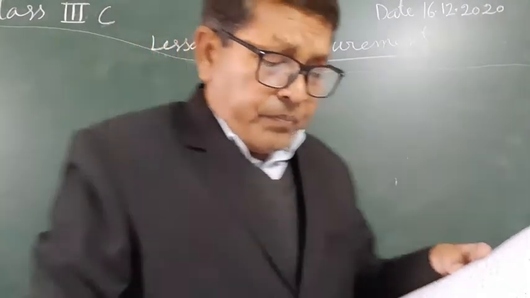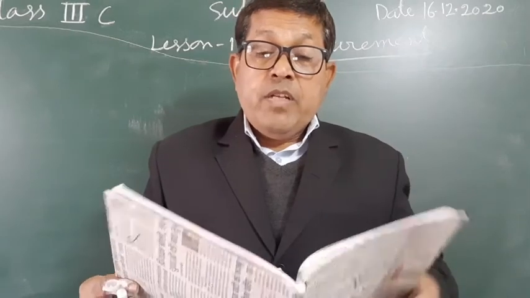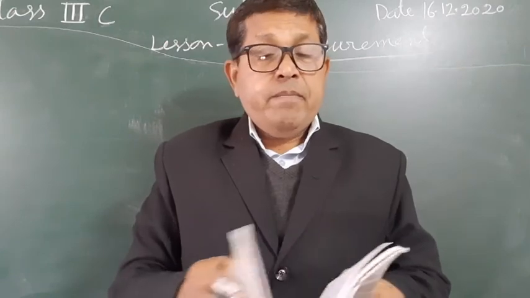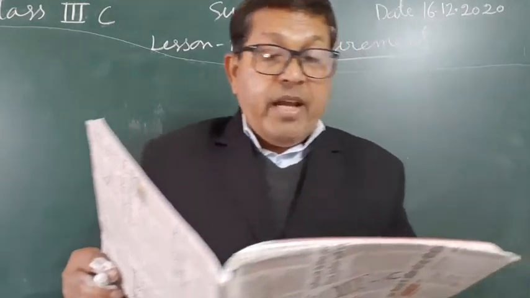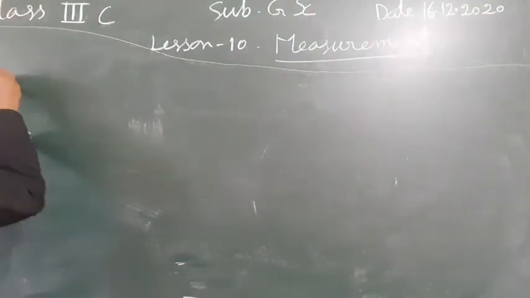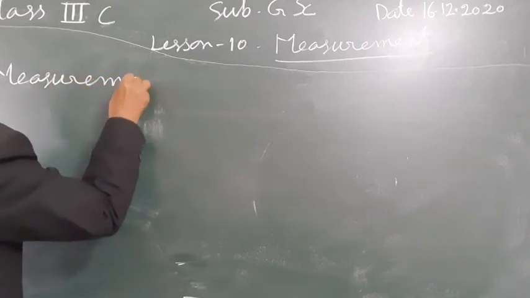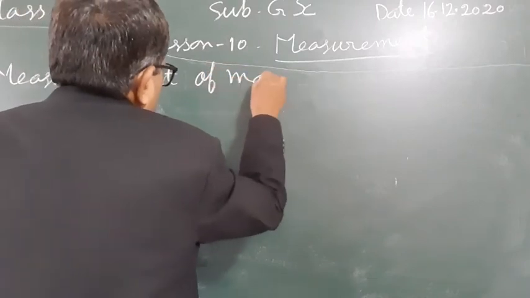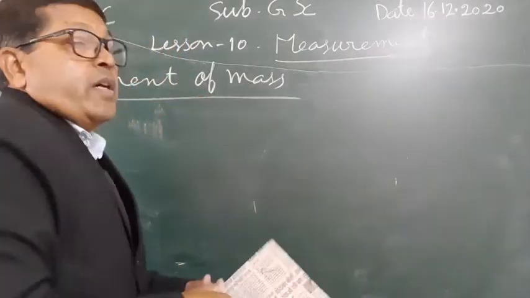So in this lesson we have studied the aim, first pre-reading questions, then aim, then measurement of the length. We have studied, and today we are going to study measurement of mass. How is mass measured?